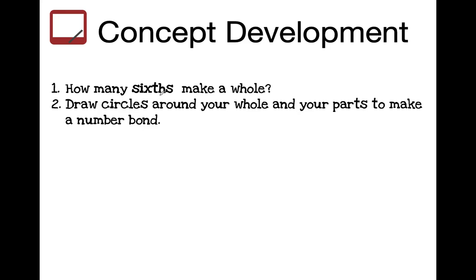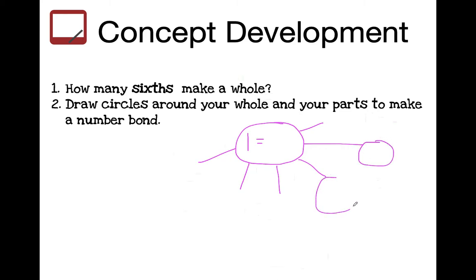Now we're going to try one more time. Now we have sixths. So here is my whole. Here's one whole. How many sixths equal one whole? 6 parts equal one whole. So you should have 6 spider legs, is what I like to call them. And in each of them, you're going to write 1/6.